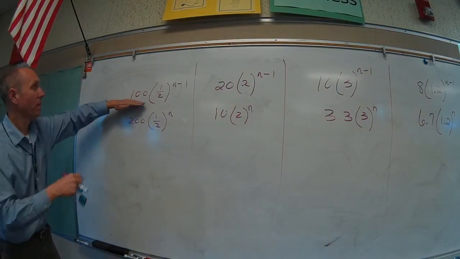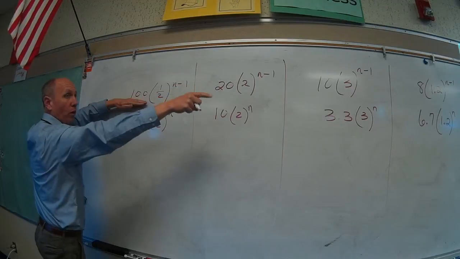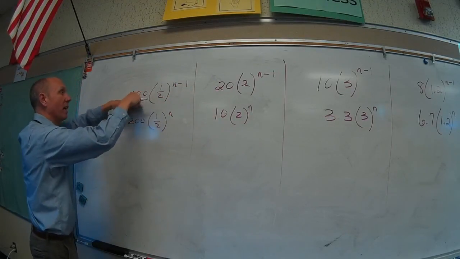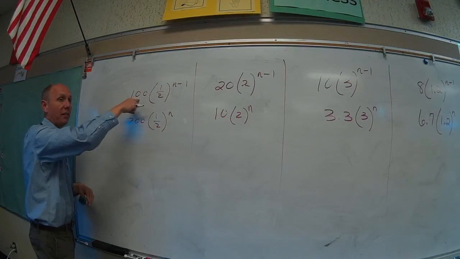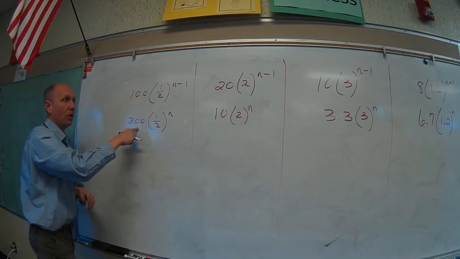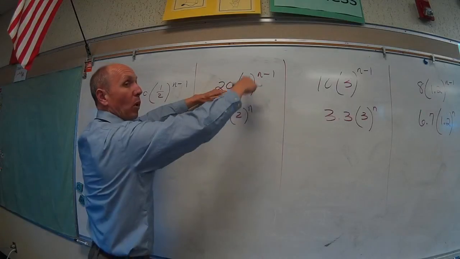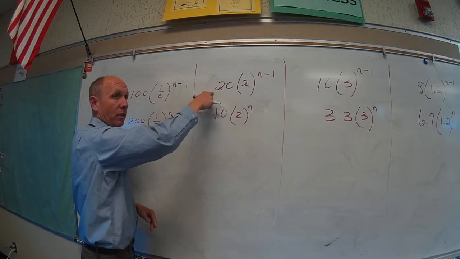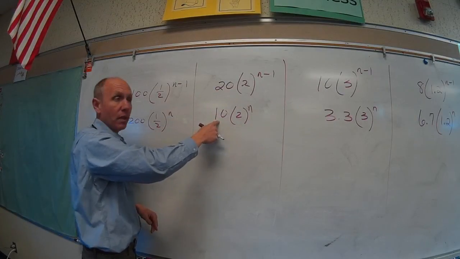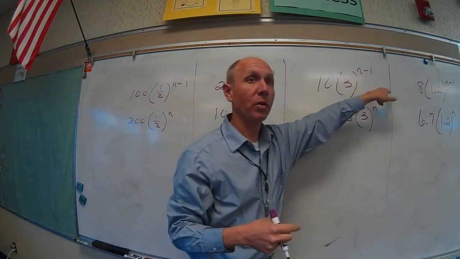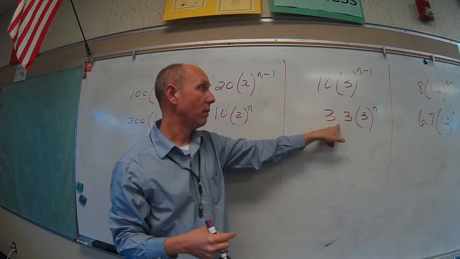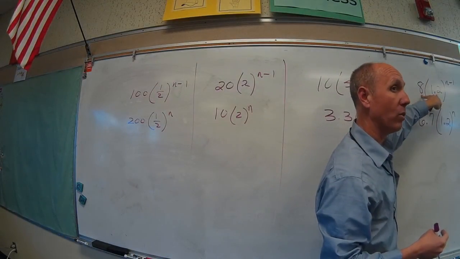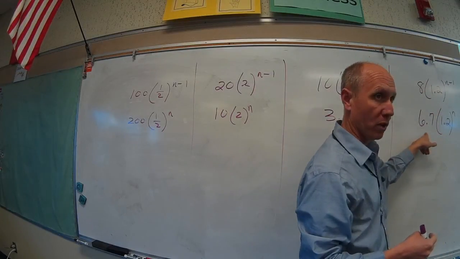So to get here, ready? 100, to go forward, multiply by a half. To go backwards, divide. 100 divided by 1/2, 200. Sorry. Normally I'd be multiplying by 2 to go forward. To go backwards, what do? Divide by 2. To go forward, I multiply by 3. To go backwards, what do? Divide by 3. To go forward, I multiply by 1.2. To go backwards, I divide by 1.2.